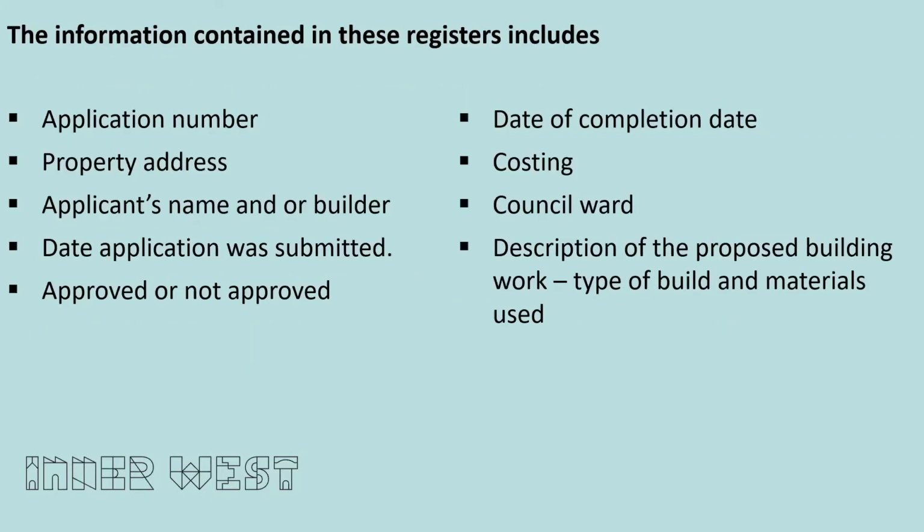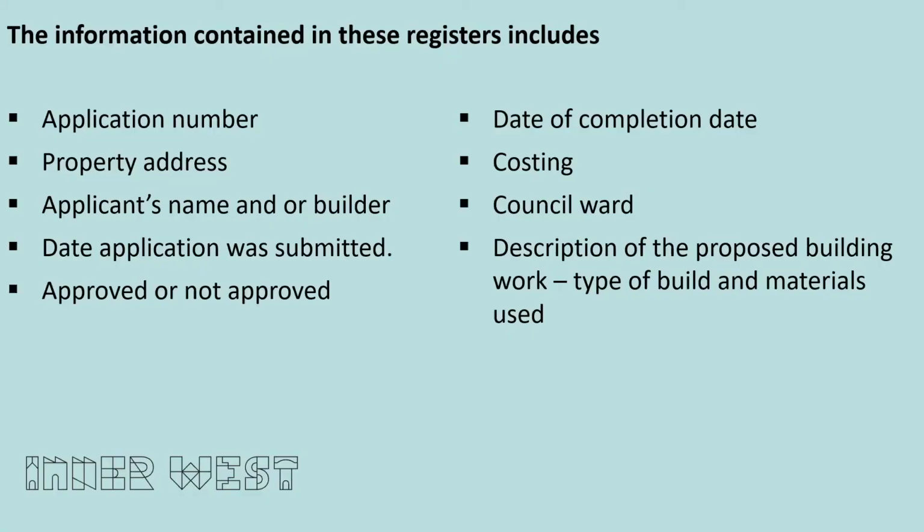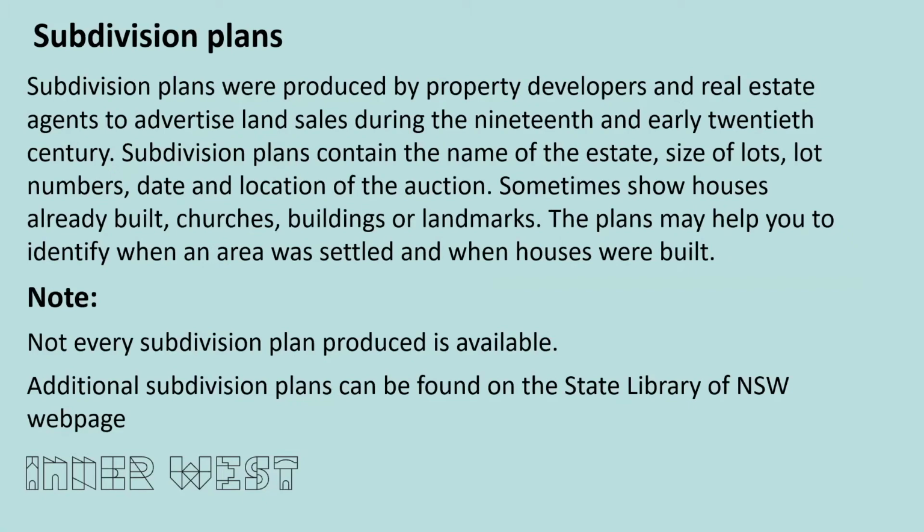The information contained in these registers includes the application number, property address, applicant's name and or builder, the date the application was submitted, whether it was approved or not approved, date of completion, costing, the council ward, and a description of the proposed building work, the type of build and materials used. Subdivision plans.